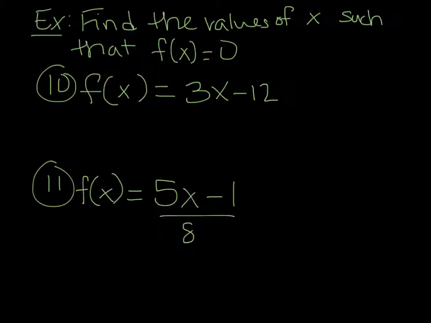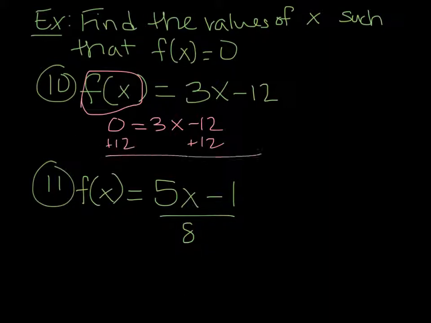So we're going to do two more types of examples. For 10 and 11, we are going to find the values of x such that f of x equals 0. All you're doing for these is letting f of x, this entire thing, equal 0. So you're going to do 0 equals 3x minus 12. You are just going to solve by adding 12 to both sides and finding out what x is from there. So for the first one, we get x equals 4.